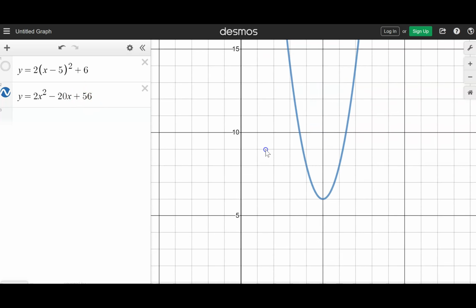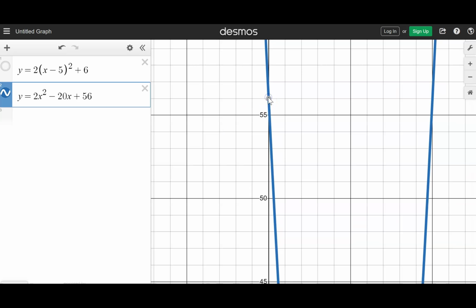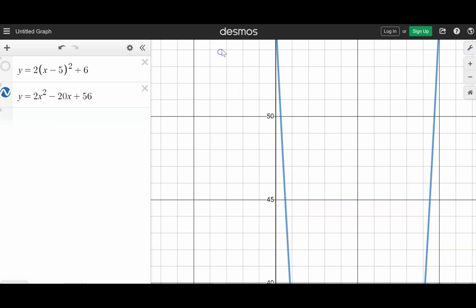So if I go all the way up here to 56 on my y-axis, I can see, okay, this graph has a y-intercept of 56. That's what the standard form is highlighting in the equation. But notice that in the graph, it's still the graph of a parabola with the vertex at 5, 6.